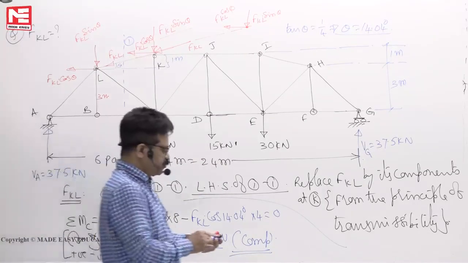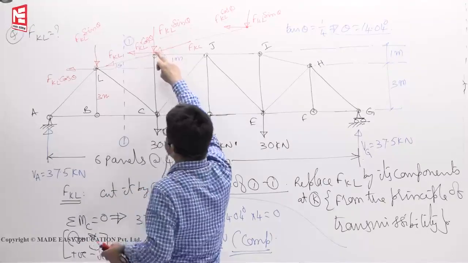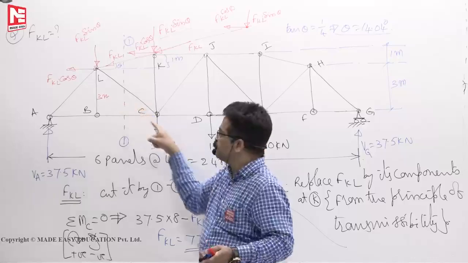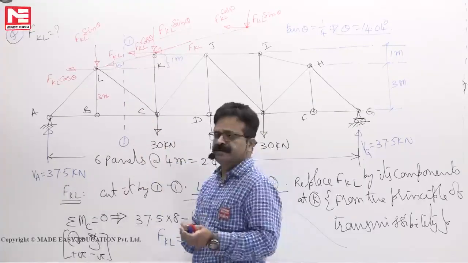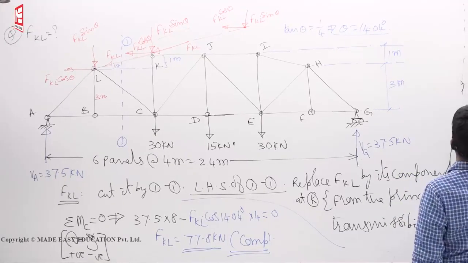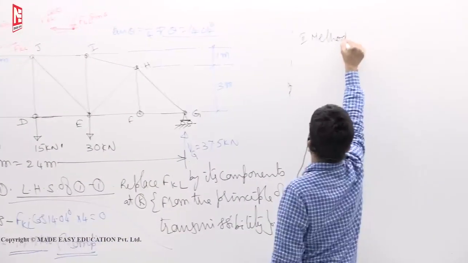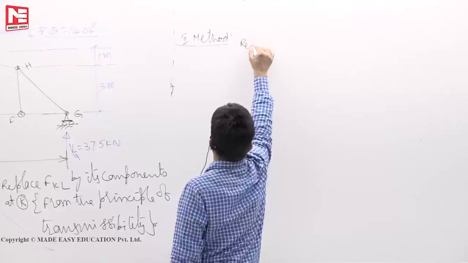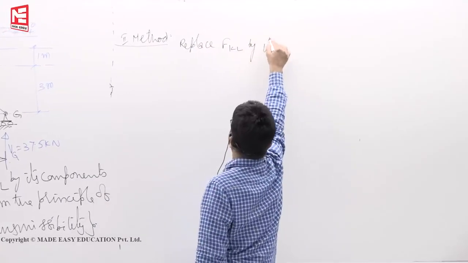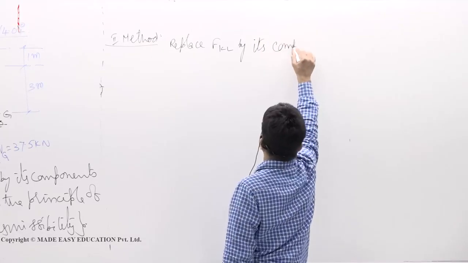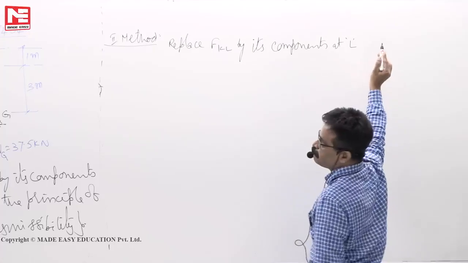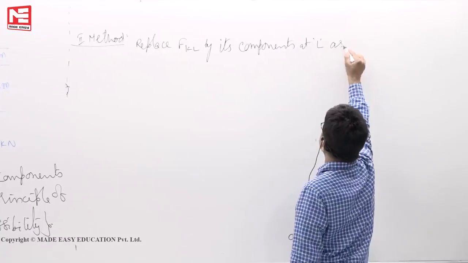Okay. Supposing that you didn't get this idea of transferring here only, you want to get it say, then the moments of two components you have to find about C. To that extent time will be wasted. So this is your second method. Replace FKL by its components at L, as shown in figure.